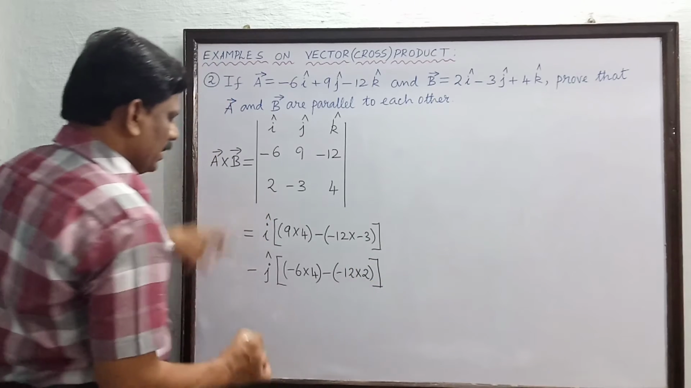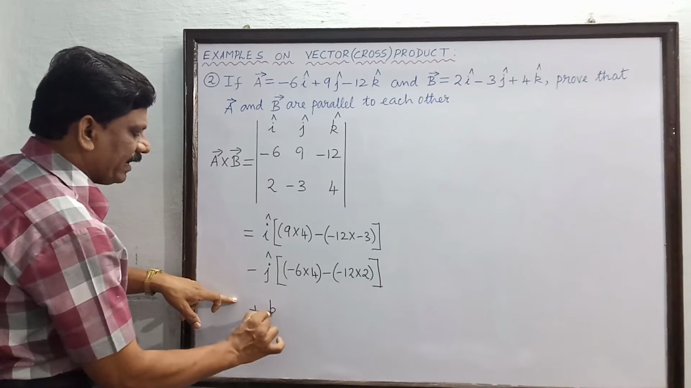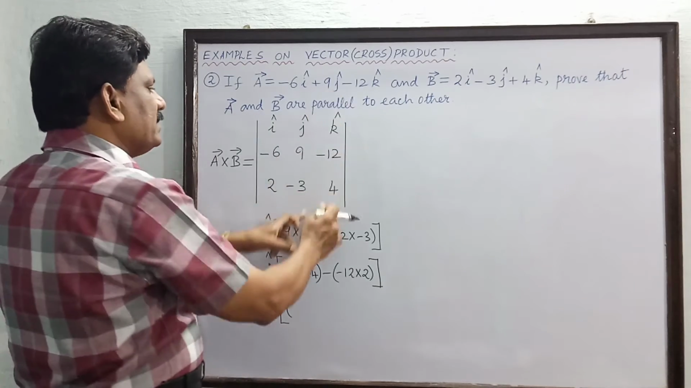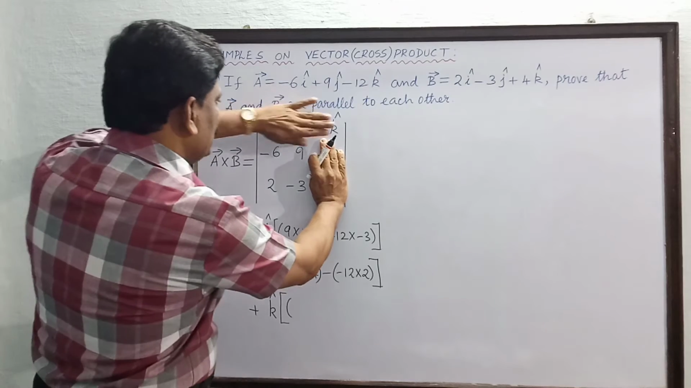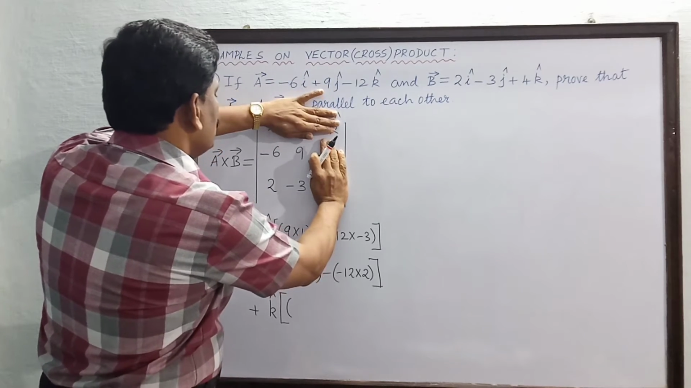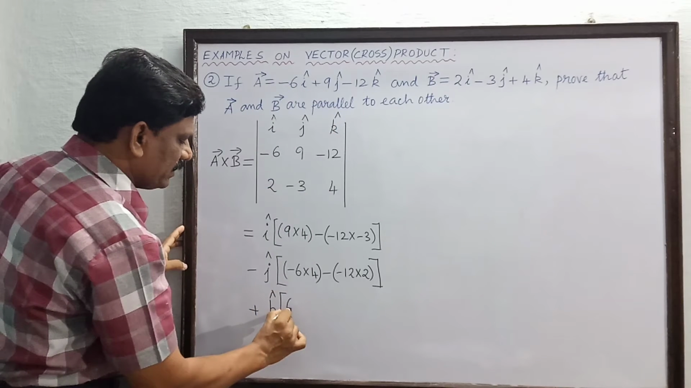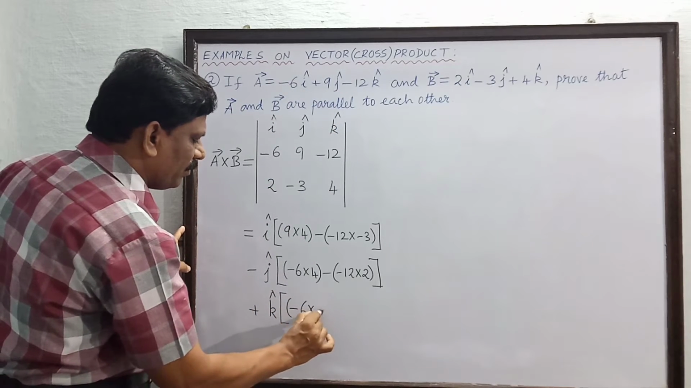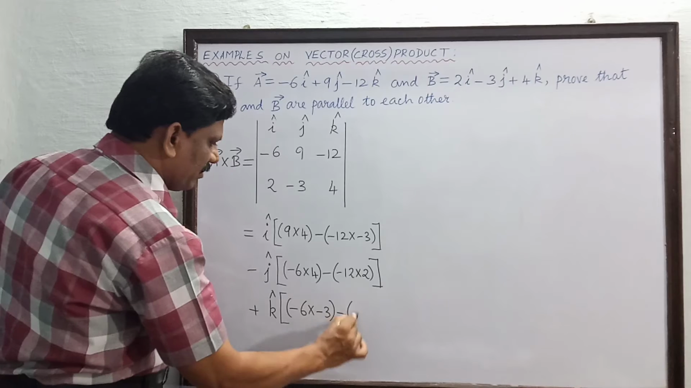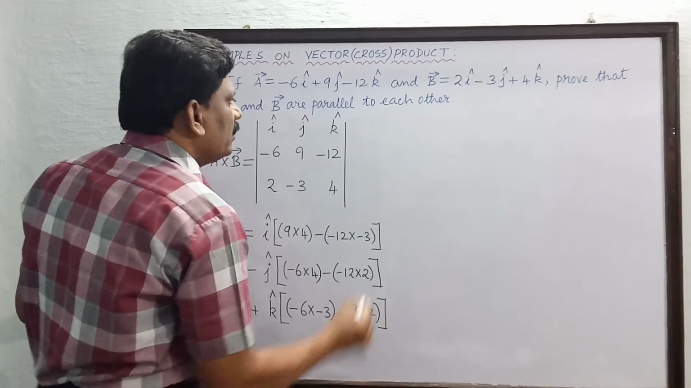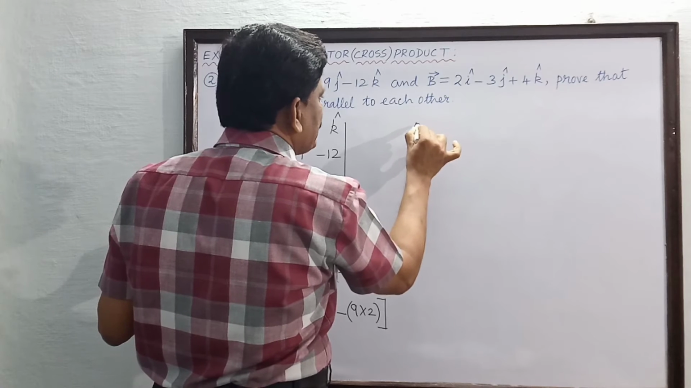And plus k cap into. Now see, for this k cap, I have to cover this column and this row. So minus 6 into minus 3 minus 9 into 2. So this is minus 6 into minus 3 minus of 9 into 2.